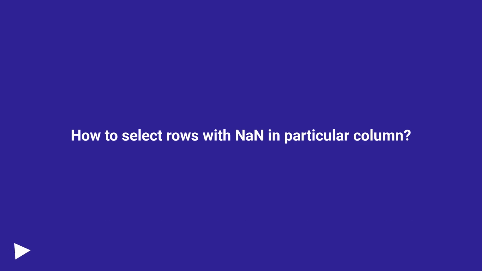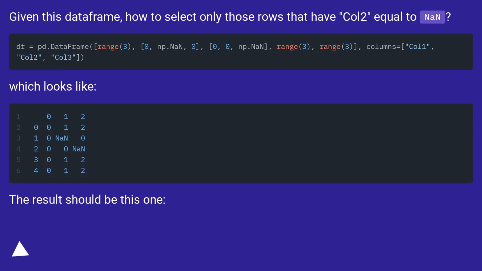How to select rows with NaN in particular column? Given this data frame, how to select only those rows that have col2 equal to NaN? Which looks like. The result should be this one.